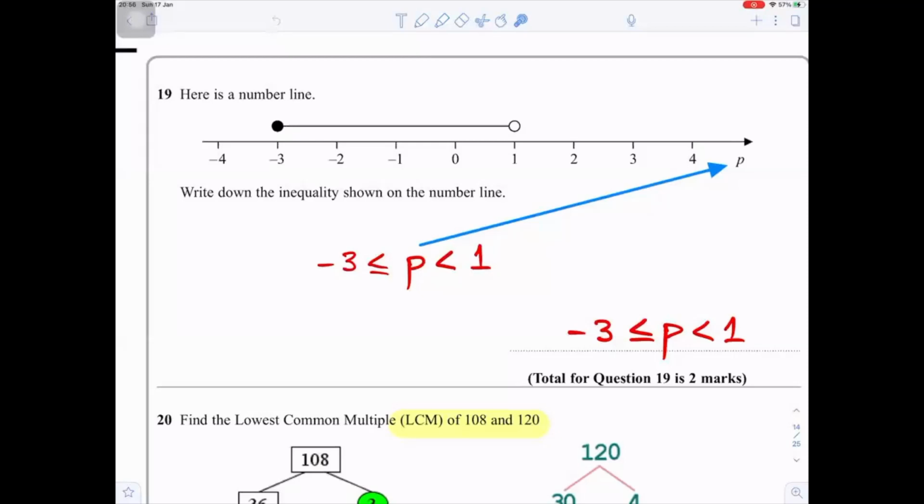Question number 19. Here is a number line. Write down the inequality shown on the number line. We start at -3. We end at 1. Because it is shaded in black, we use less than or equal to, because that means it includes -3. And because this one is not shaded, we use less than because it doesn't include 1. So it's -3 less than or equal to p, less than 1.